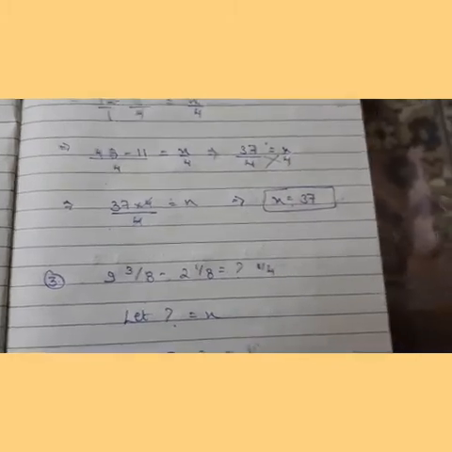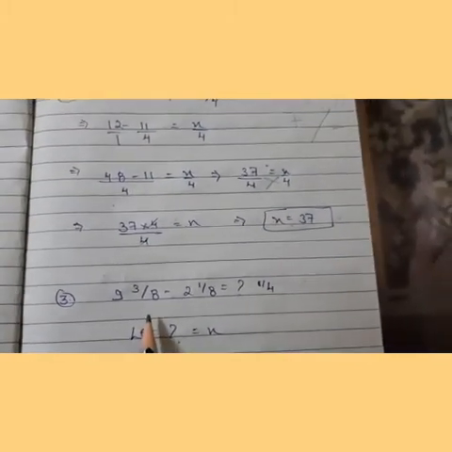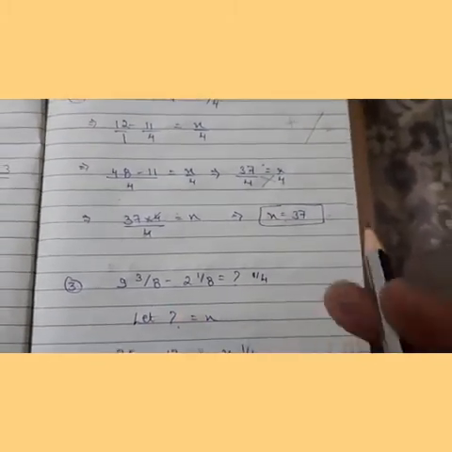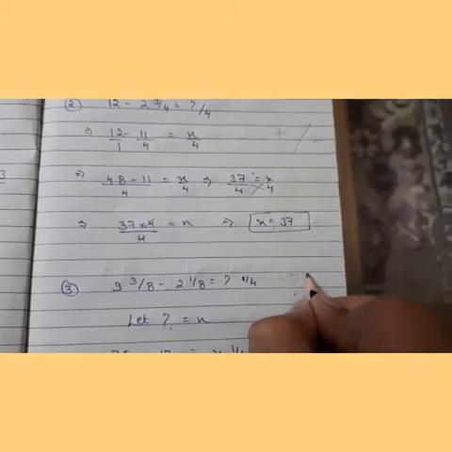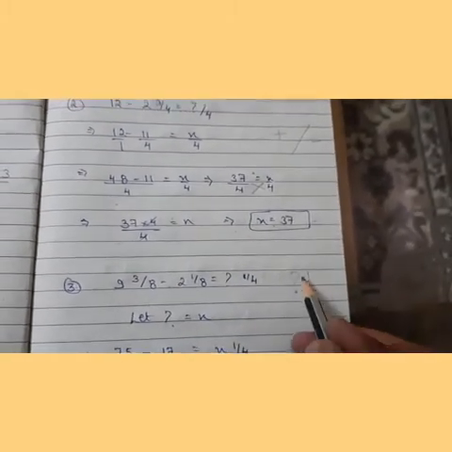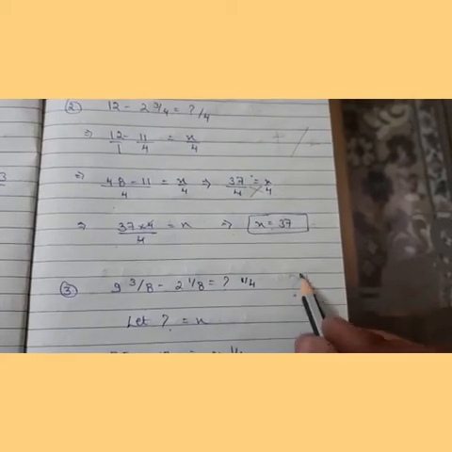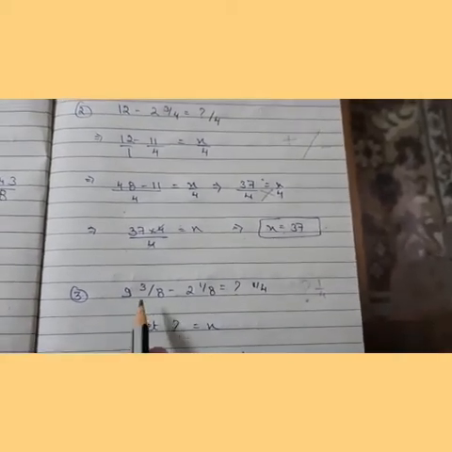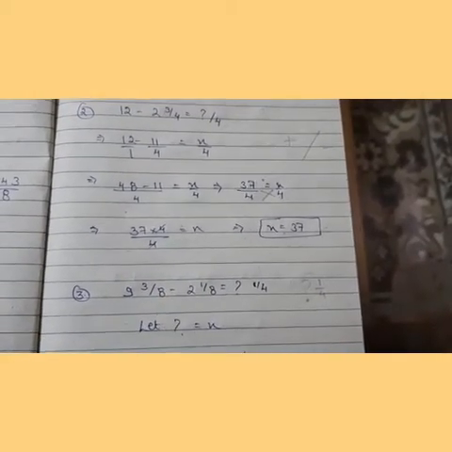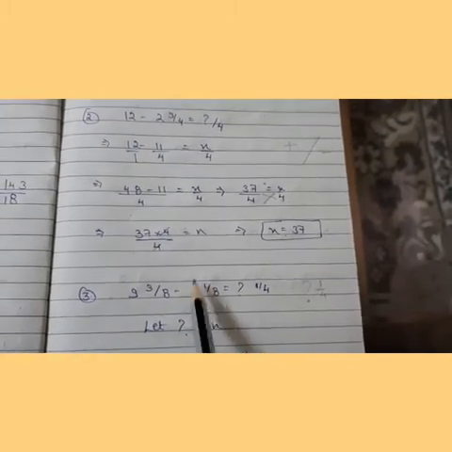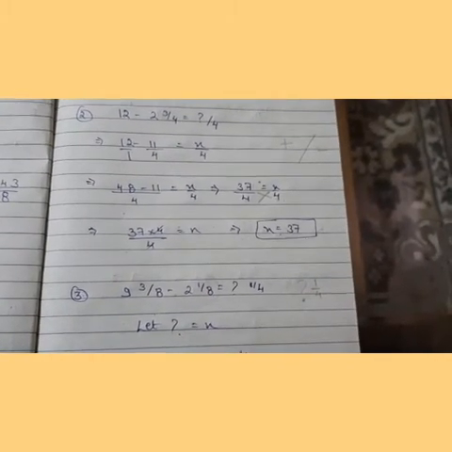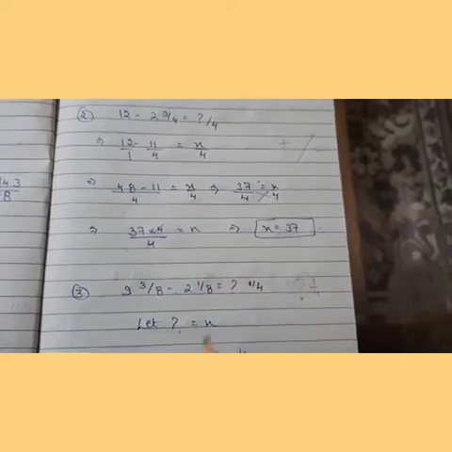Now, 9 whole number 3 upon 8 minus 2 whole number 1 upon 8 equal to question mark 1 upon 4. Now, it's a very simple question, let it be x. Now you know when you simplify it, it will come 75 upon 8. On simplifying this, it will come 17 upon 8. Now how to simplify this term? Very easy.